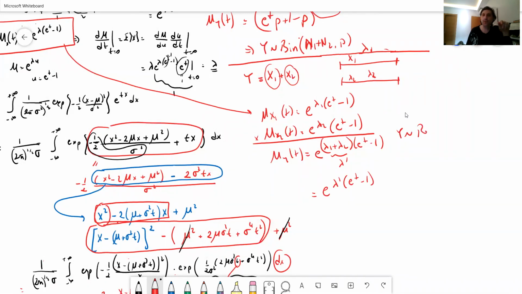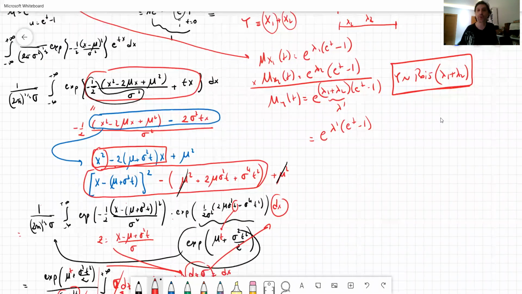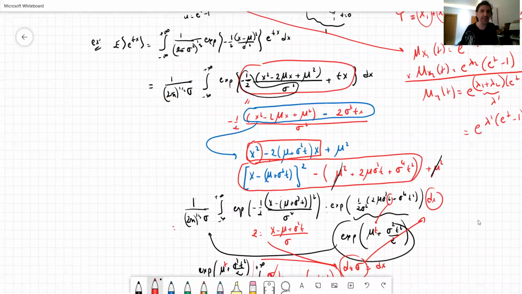Therefore, Y is going to be Poisson distributed with λ', which is equal to λ1 plus λ2, the sum of the rate parameters. And that's an interesting thing. If the rate here is, I don't know, two calls per hour, and here, let's say, five calls per hour, then the Poisson rate parameter of the total number of calls will be seven calls per hour.